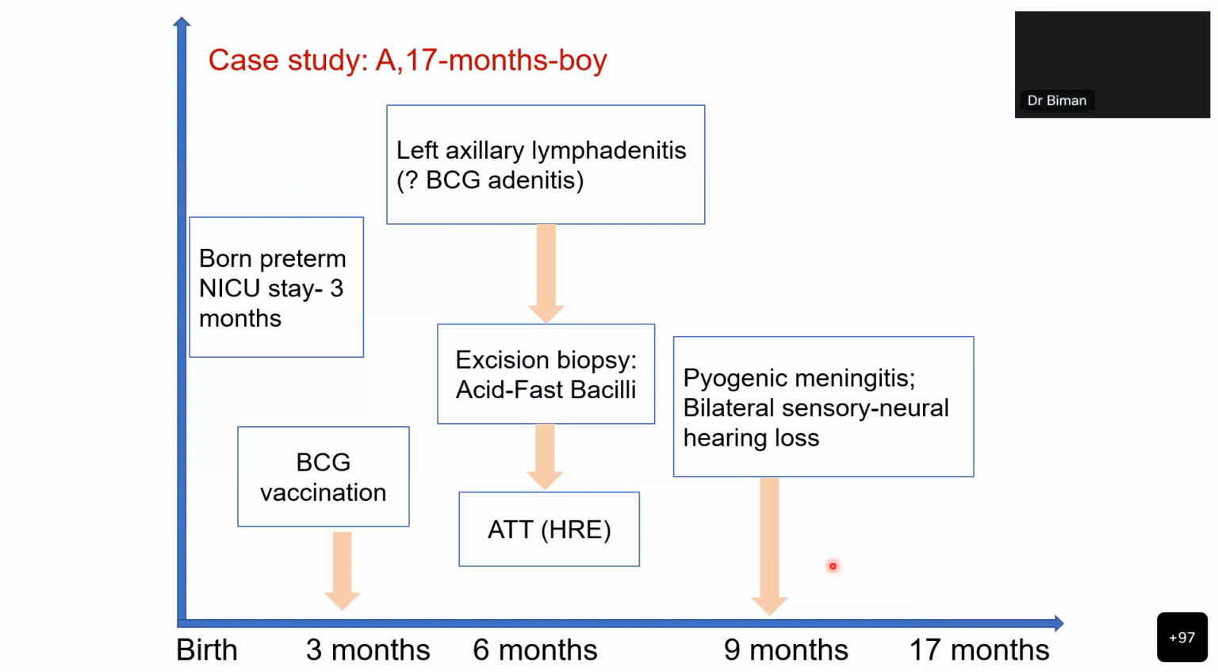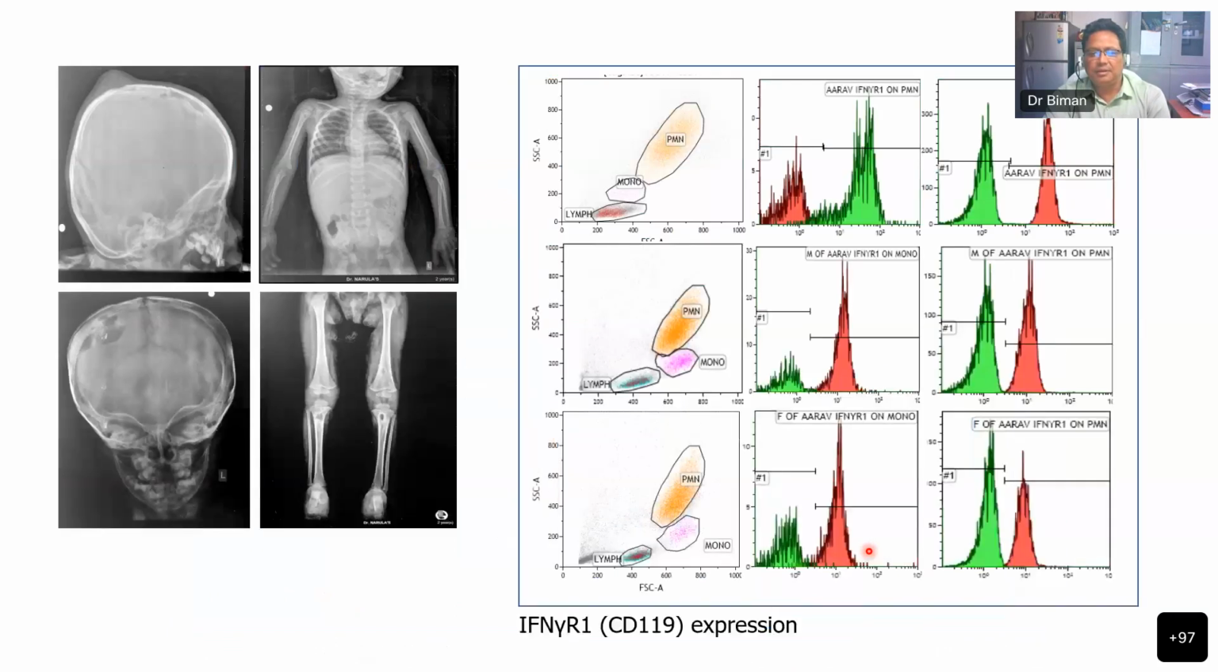Pyogenic bacteria and bilateral sensorineural hearing loss. And again, you can see multiple lytic lesions in the skull and the long bones here. So this kind of picture, and this time the CD212 was normal, but CD119 expression was low. So this is interferon gamma receptor 1 deficiency in this child.